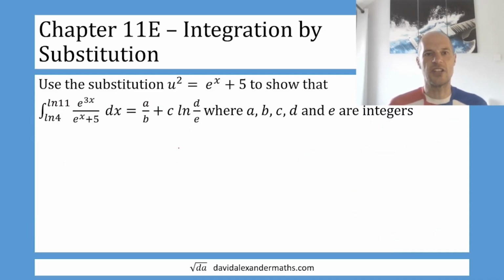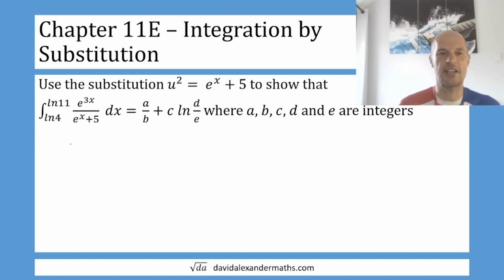Okay, this is a challenging question. Again, this is very much the sort of question you could get in an actual exam. Quite a complicated one, loads of places where it's easy to go wrong. So first of all, I'm going to do the usual differentiation of u squared equals e to the x plus 5. So here it's going to be implicit differentiation, so that's going to be 2u du dx equals e to the x.